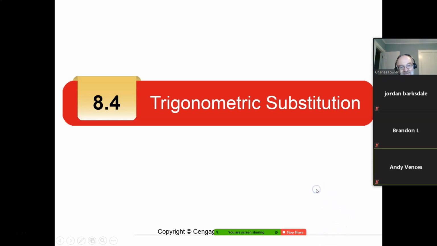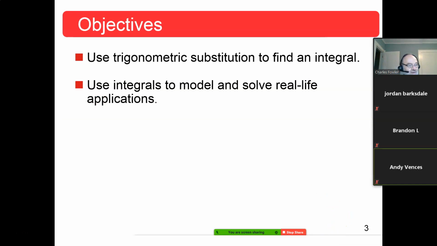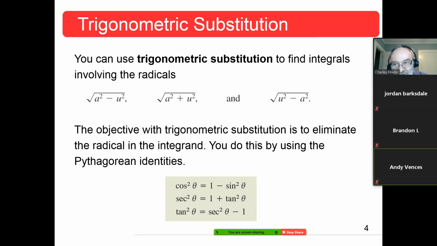And there we go. Our objectives here in 8.4: use trigonometric substitution to find an integral, and use integrals to model and solve some real life applications. They love real life applications. When I do this on the blackboard, I just say, use integrals to model and solve applications. I don't know why they love putting real life in there.